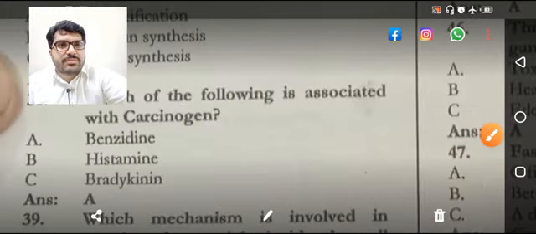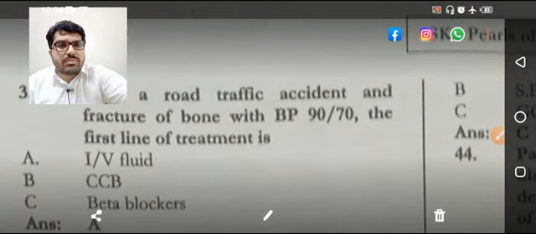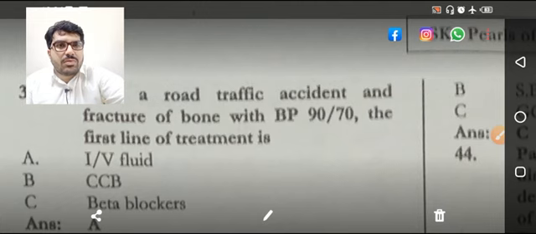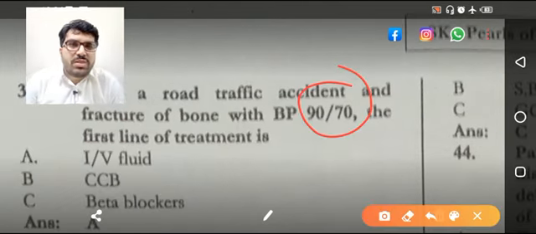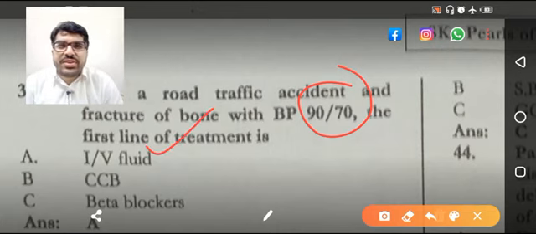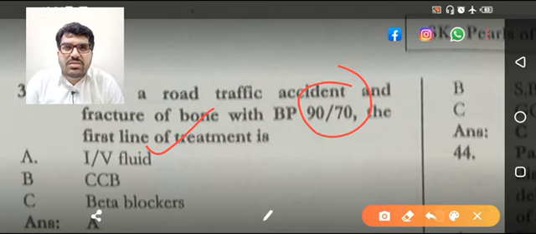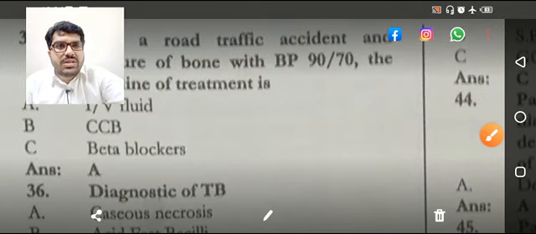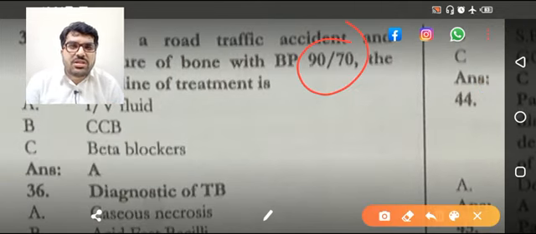Coming next, road traffic accident, BP is low, patient is in shock. What would you give? IV fluid and arrange blood if there is hemorrhage. Calcium channel blocker, beta blocker, these are the wrong answers. And what is the cause of decreased urine output? If the question asks, the answer is decreased GFR.